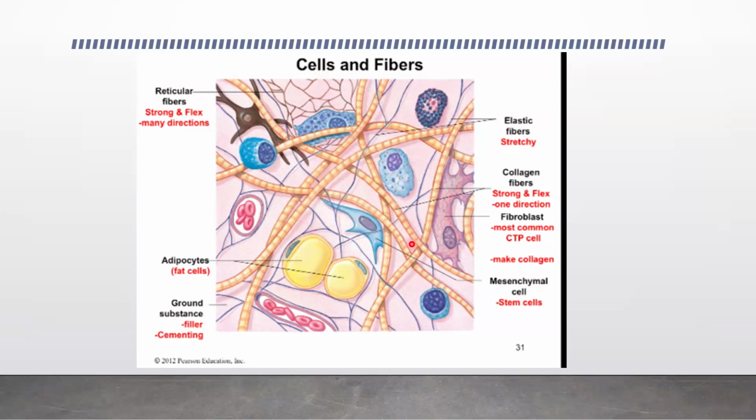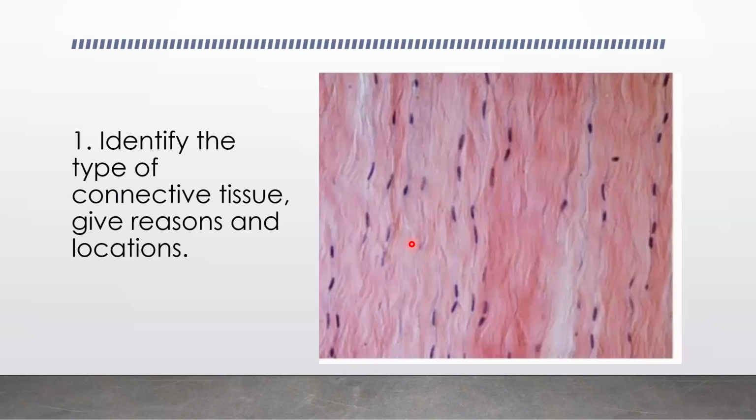So as shown there, let's delve into a few questions as we try to finish up the session. The question is: identify the type of connective tissue, give reasons and location. So this is dense regular connective tissue, a characteristic of tendon, aponeurosis, and ligament. So those are the locations. You can appreciate it's fibrous, and there is parallelism of the fibers as shown there.